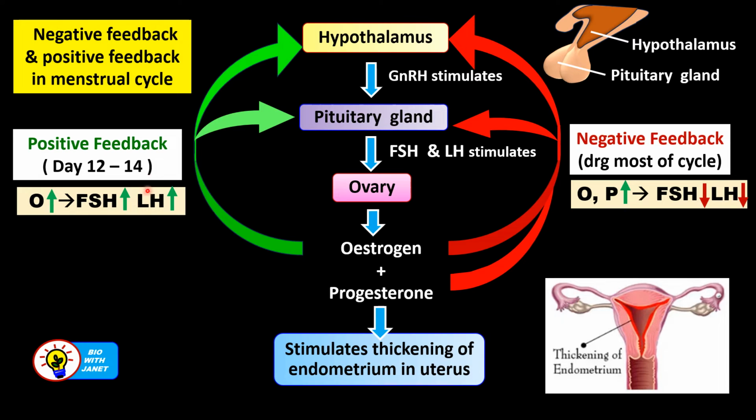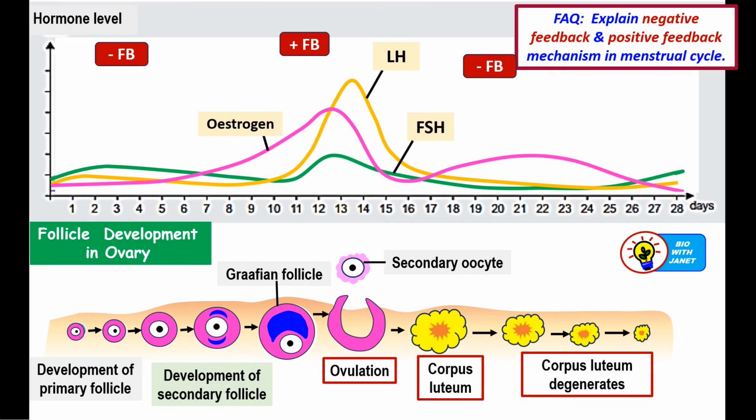So in the positive feedback mechanism, which occurs only from day 12 to day 14, when estrogen levels are higher, it will stimulate the pituitary gland to secrete more FSH and LH. All right. Now this occurs so that ovulation can occur when the LH levels are high. Now here's a frequently asked question. Explain the negative feedback and positive feedback mechanism in the menstrual cycle.